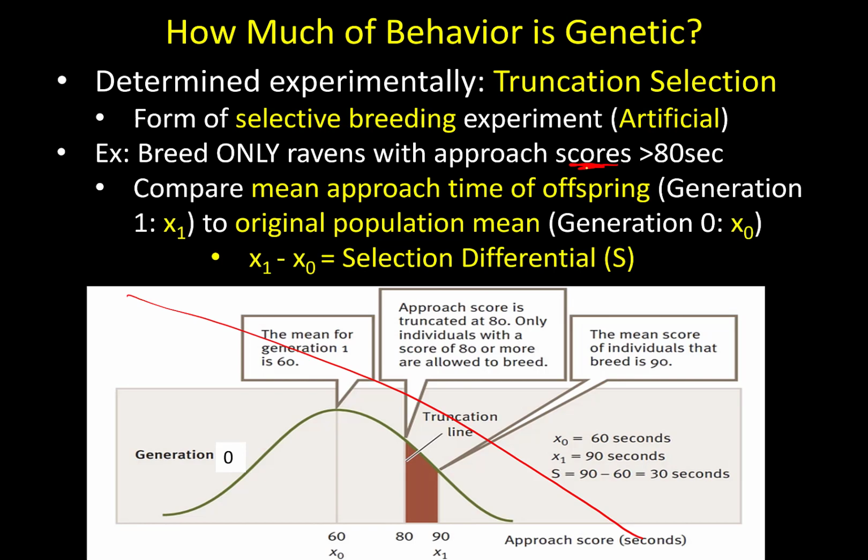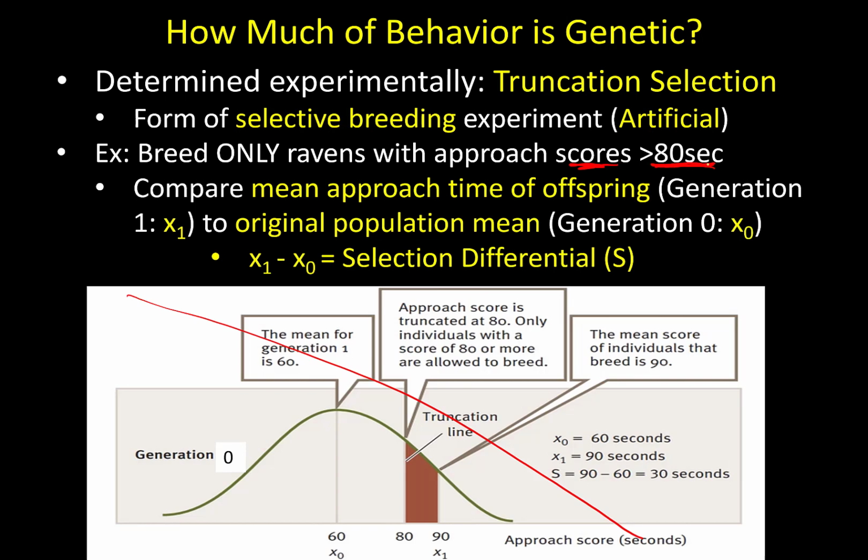So we've got a wide range of different approach scores in our population, but we are only going to allow a subset of these ravens to actually breed with each other. The way we choose which ravens are allowed to breed is we choose the ravens that have approach scores of more than 80 seconds. So these are slow movers. These are the birds who are taking their time approaching this novel object. Okay? So we're going to take that smaller group of ravens with approach scores of more than 80 seconds.